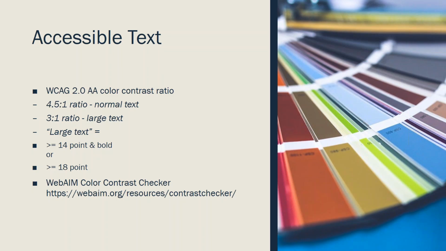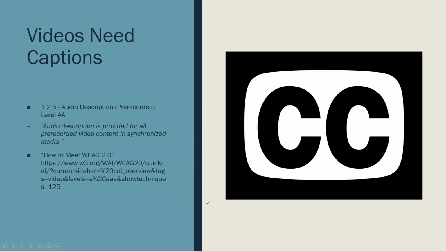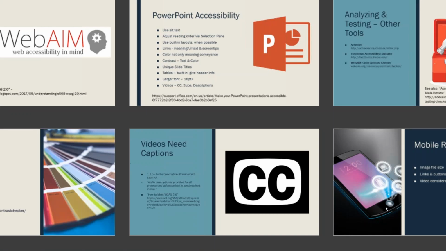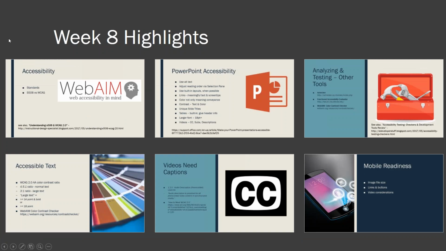We also took a look at ways to make sure your videos have closed captions or text descriptions, what that means, how to do it, and some ways to make that happen. We also took a look at ways to make sure your content is ready for mobile, and that includes making sure that you've got the right file size, that you haven't used large images, that your links and buttons are clickable, and that you remember that videos work differently on each and every device.